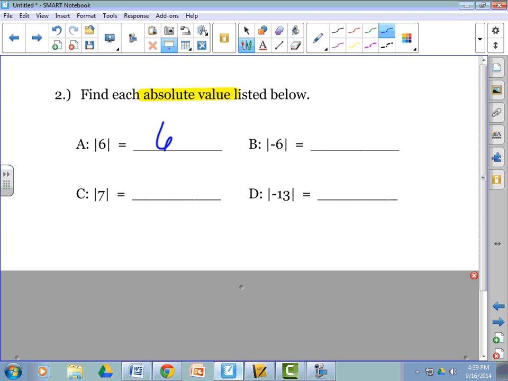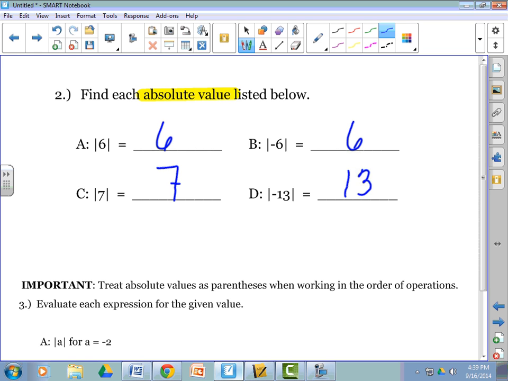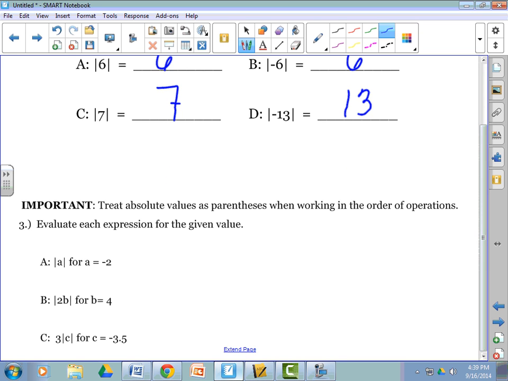Again, that is still 6 places away from 0, albeit in a different direction, but it's still 6 places from 0. So its absolute value is 6. Absolute value of 7 is 7. And the absolute value of -13 is to the left of 0, but it is still 13 places away from 0 on a number line. Okay? So those are the absolute values of that set of numbers.